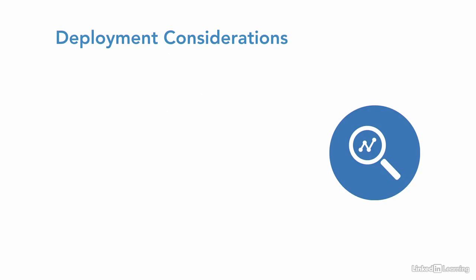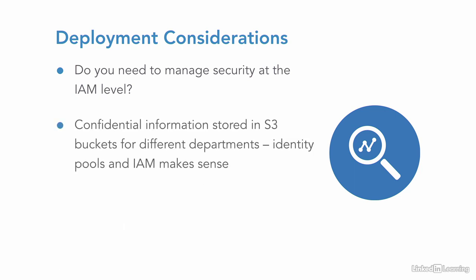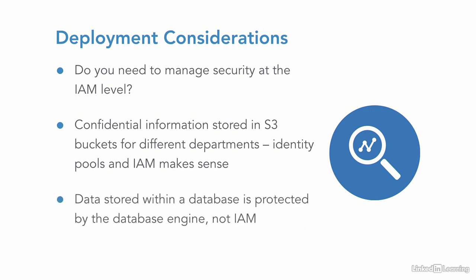So when we look at deployment considerations, where do you need to manage security? Do you have to manage security at the IAM level? Do you have resources, for example, stored in an S3 bucket, confidential information that different departments need access to? Then maybe I should use different identity pools, and maybe Identity and Access Management makes sense. If I'm storing data within a database, well, that will be protected by the database engine, not IAM. Now, access to the EC2 instance where the database is hosted is a different consideration.